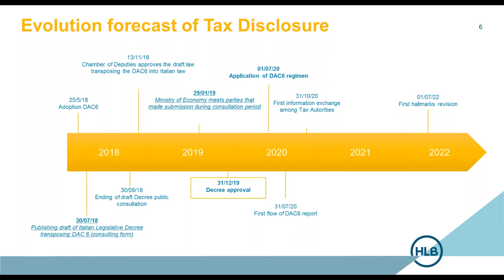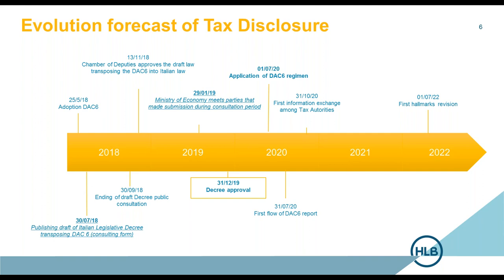to take attention on the proposals coming from the parties. When the decree is definitively approved, next year there will be the first application of the DAC 6 regime, an application with a retroactive effect. And so in October of 2020, there will be the first information exchange among the European tax authorities.